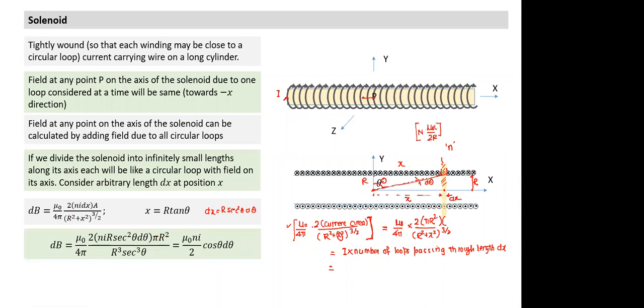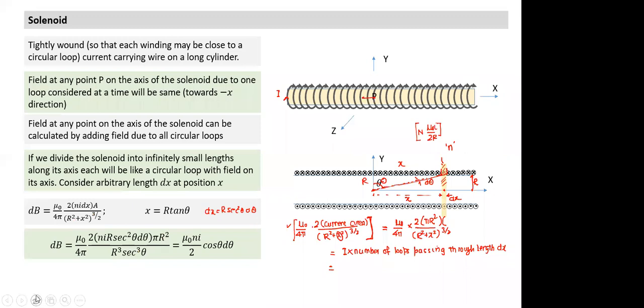This term is nothing but the inclined distance, r square plus x square. In place of x, I substitute r tan theta. It becomes 1 plus tan square theta, which is secant square theta, raised to the power 3 by 2, which is secant cube theta. This expression I get, and you notice this one simplifies quite easily. It comes out equal to mu naught N I by 2 cos theta d theta. That's dB.